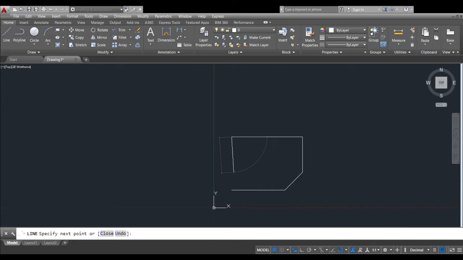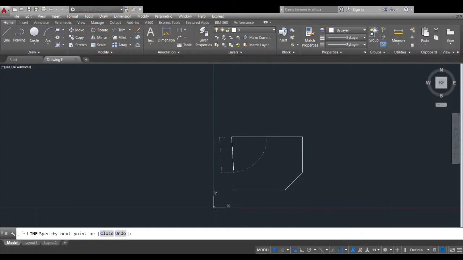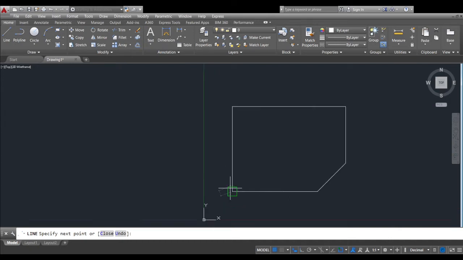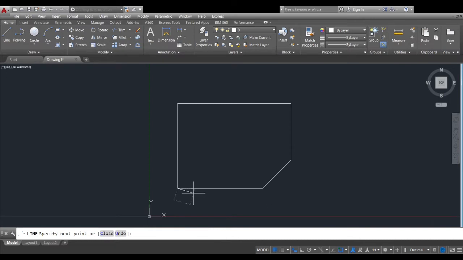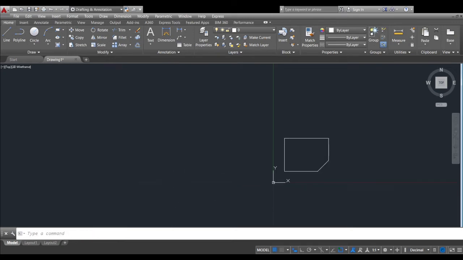The coordinate is 1,1. So hashtag 1,1. Okay, so our figure is closed. And we can also try the second option. We will just type C to close the figure. So C, enter. And now the figure is already closed.